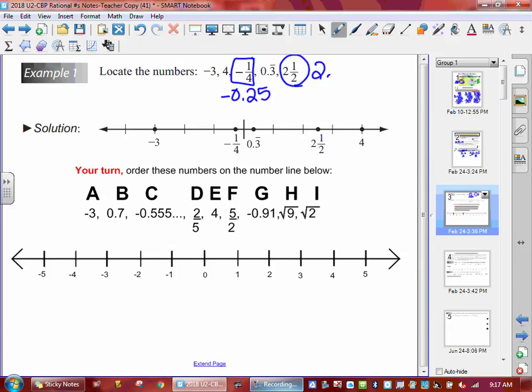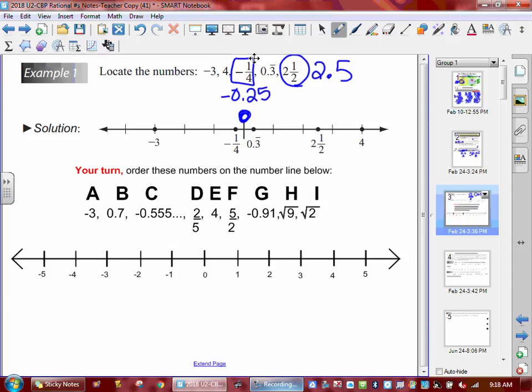Okay? And again, what have they done? They have located them on the number line. Right here, we've got 0 on the number line. Okay? 0.3 repeating is closer to 0. Okay, that's why it's super close in there.